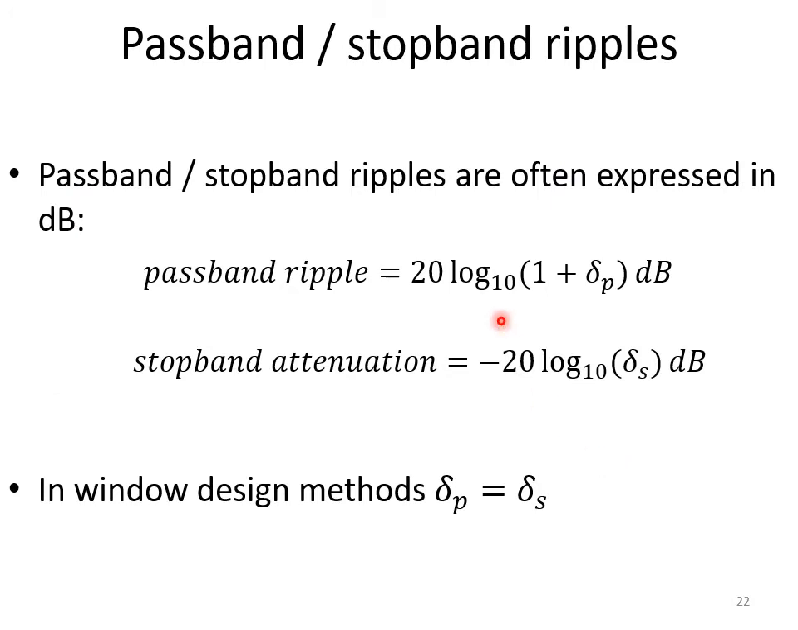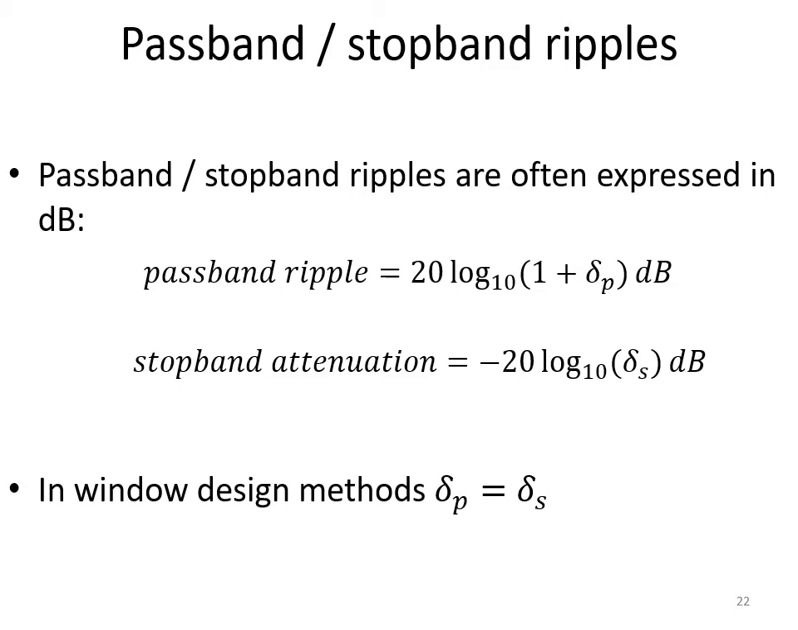The pass band and stop band ripples are often expressed in decibels, because the magnitude response of the filter is also often represented in decibels. So the pass band ripple in decibels is computed using this equation: 20 log of 1 plus delta p, which is the pass band ripple, and the stop band attenuation is minus 20 log of delta s, which is the stop band peak value. Right. In the windowing design method, you should keep in mind that delta p is equal to delta s.